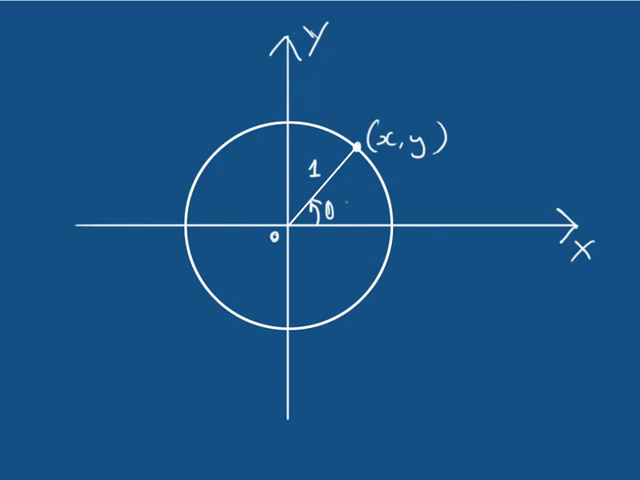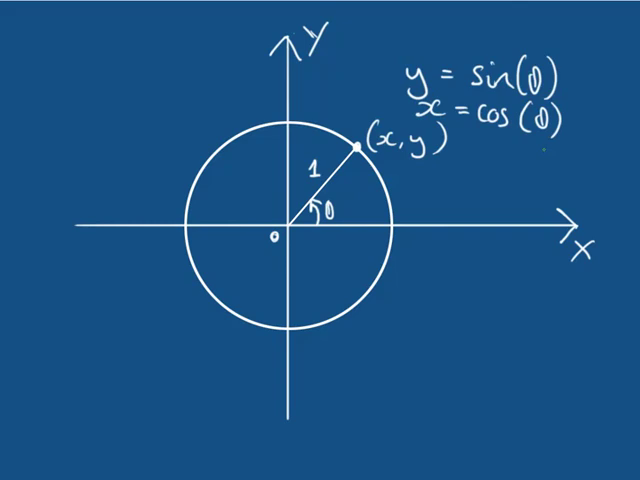And we saw when we defined sine and cosine, we said that y is equal to the sine of that angle theta, and x is equal to the cosine of that angle theta. That is, in fact, how we defined sine and cosine.